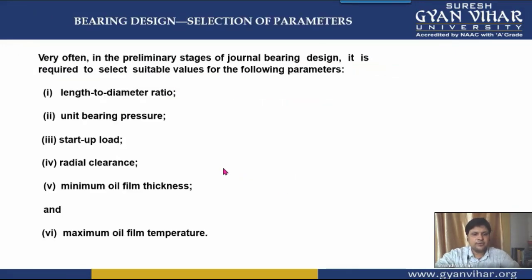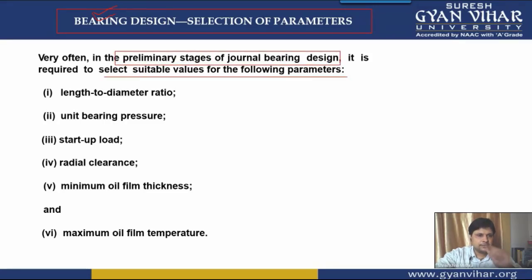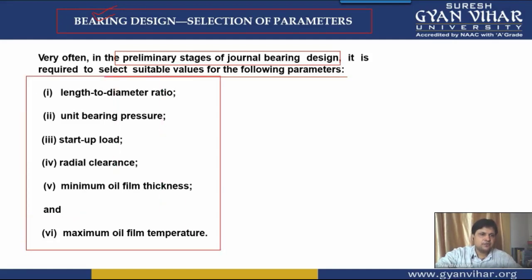Moving further, now coming to the different types of parameters which are important in the design of journal bearing. Let's see what these parameters are. In the preliminary stage of the journal bearing design, it is required to select suitable values of the following parameters. One is the length to diameter ratio, L by D.